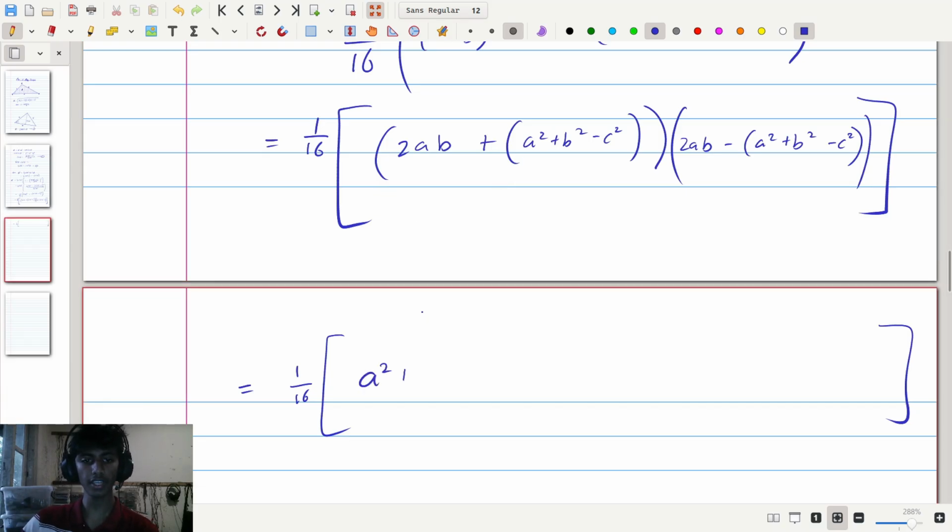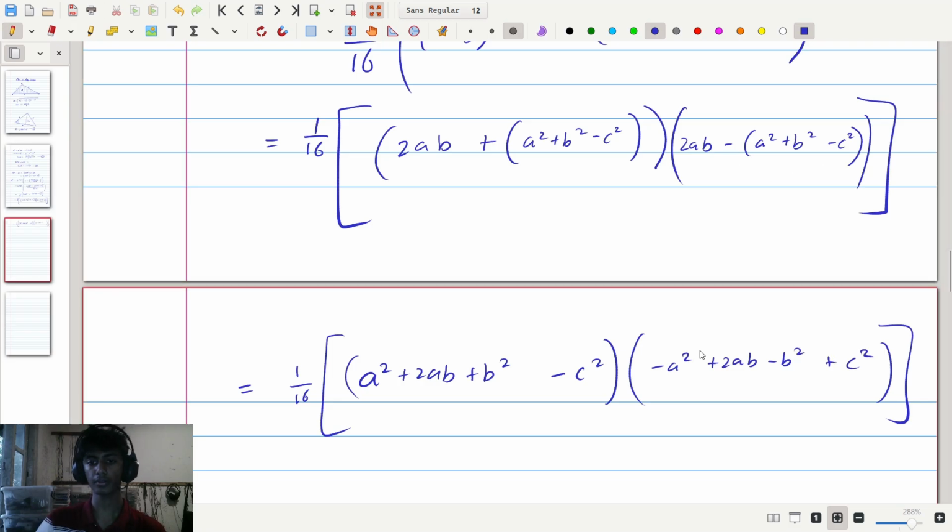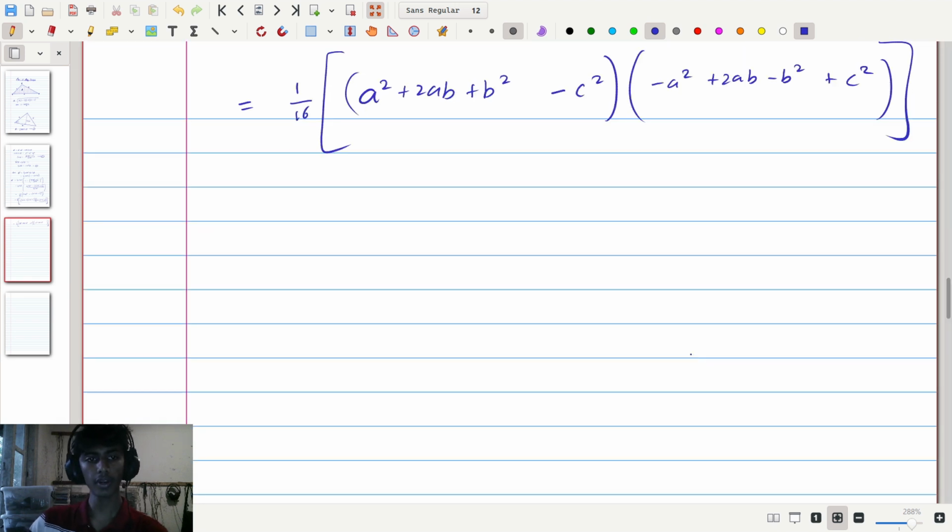We'll see that this is A squared plus 2AB plus B squared minus C squared multiplied by, and over here I'm going to do another thing. I'm going to take this minus A squared minus B squared out. I'm going to put this as a minus A squared plus 2AB minus B squared, and then this minus times minus C squared will give us plus C squared. So plus C squared.